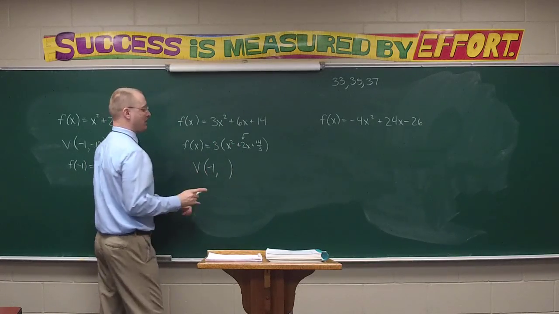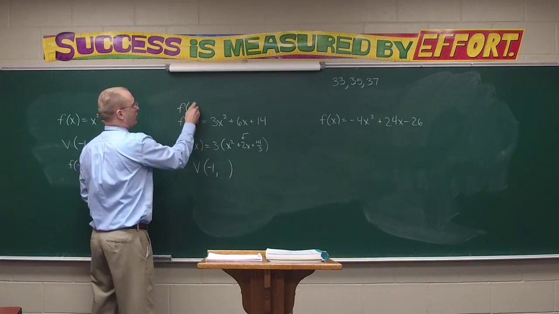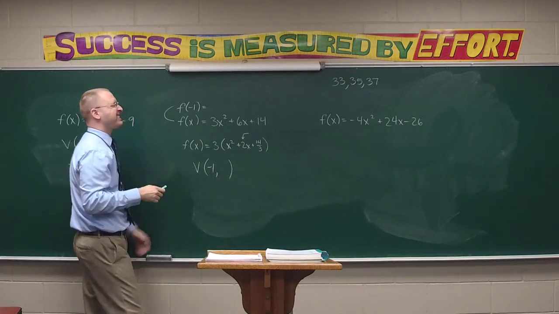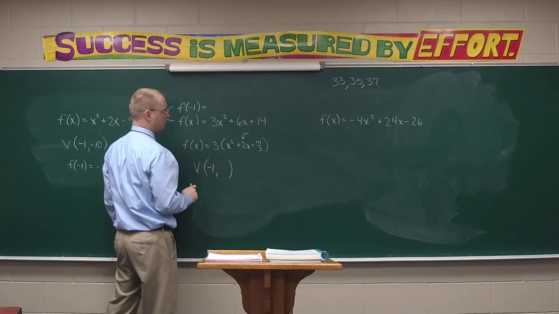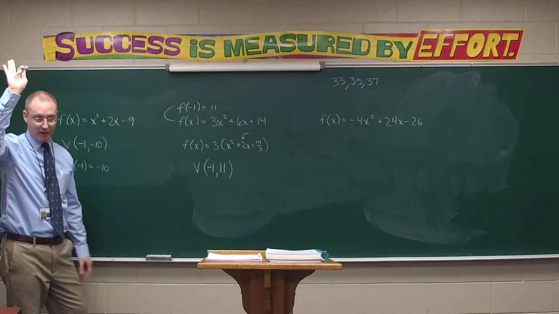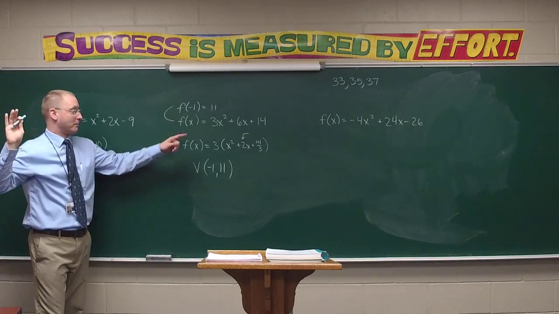And again, as long as you go back up here to the original and take f of negative 1, it's not too bad, Michael. 11. Yes. And so negative 1, 11. How many have that for number 35? Again, just another advantage of not going back to the weird one.